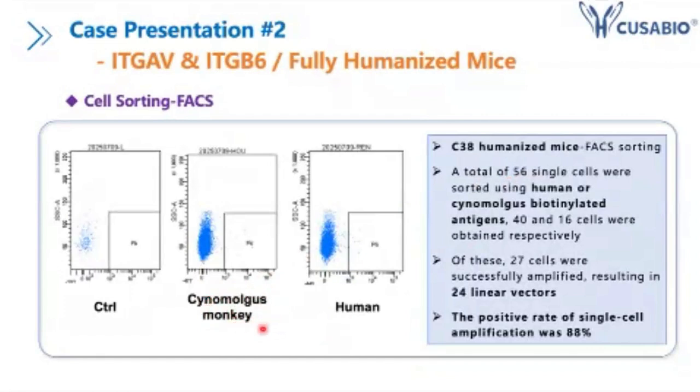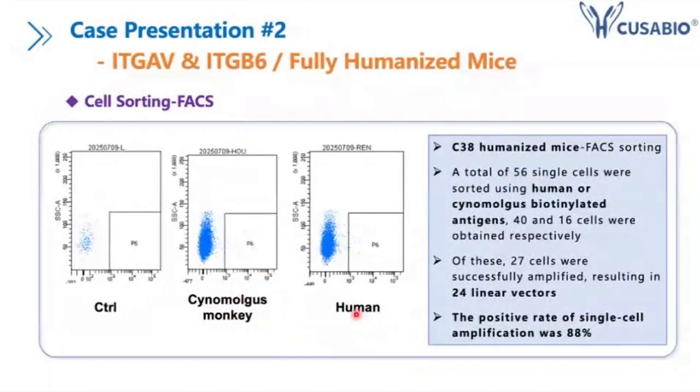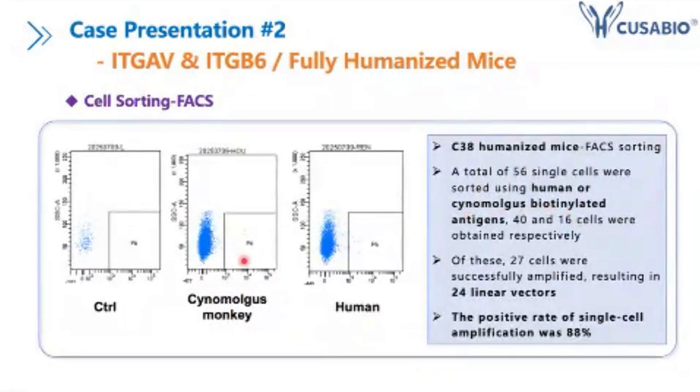This is because of the requirement from our customers. They want a candidate that has cross-reactivity between these two species. So we used both of the species antigens to make the FACS sorting. And we got 56 single cells in total, and 40 and 16 cells were obtained for each species.